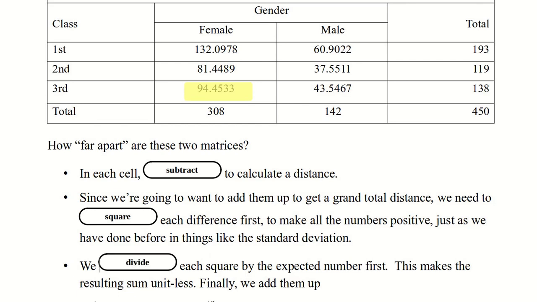And finally, we want to make it unitless. That is, we don't want it to be talking about people. We just want it to be a number. In this case, it would be people. But when we divide people by people, it becomes a unitless amount. And finally, we add them up.